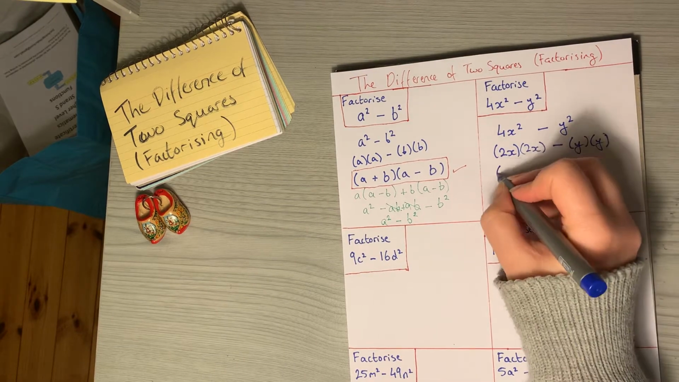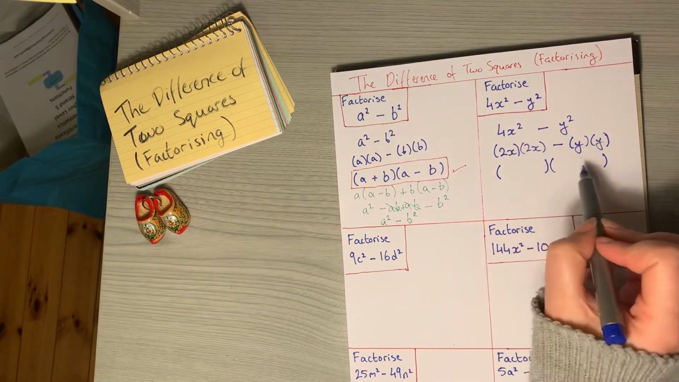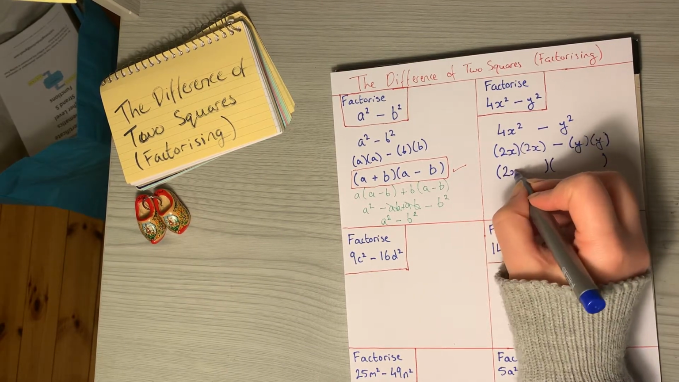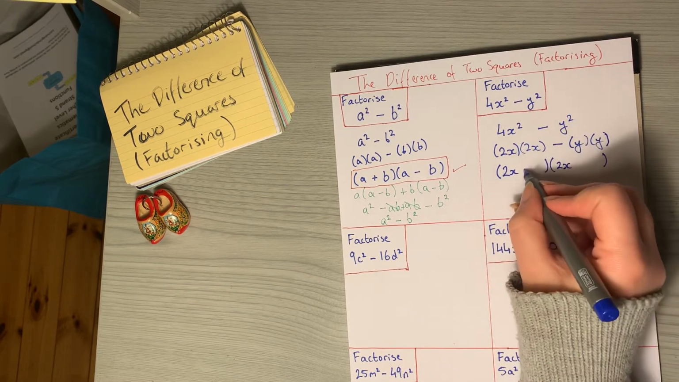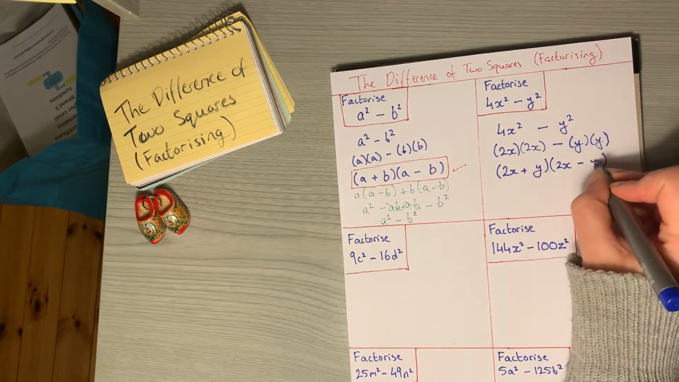Okay, and then we're going to open our two brackets again because we want to factorize this into two separate brackets. Both of my two x's are positive, so I put a 2x in one and a 2x in the other. And then I have to put a plus and a minus in, okay, and then I have a y in one and a y in the other.